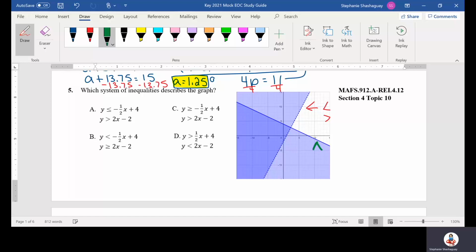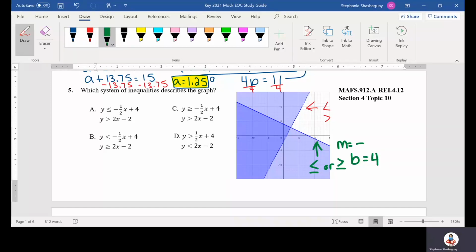When we have a solid line, then we're going to have greater than or equal to, or less than or equal to. Okay, so I'm looking at this solid line. This solid line has a negative slope. So my M is equal to a negative number. And my B, my y-intercept, is equal to 4. So I know I'm going to have a negative slope and a y-intercept of 4. So let's look at my equations.